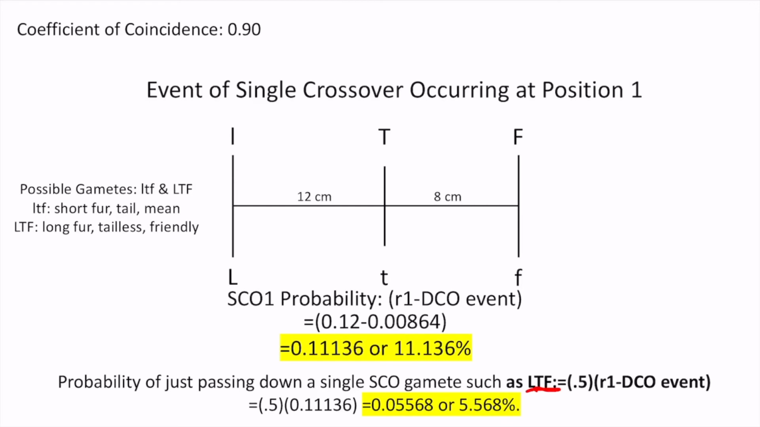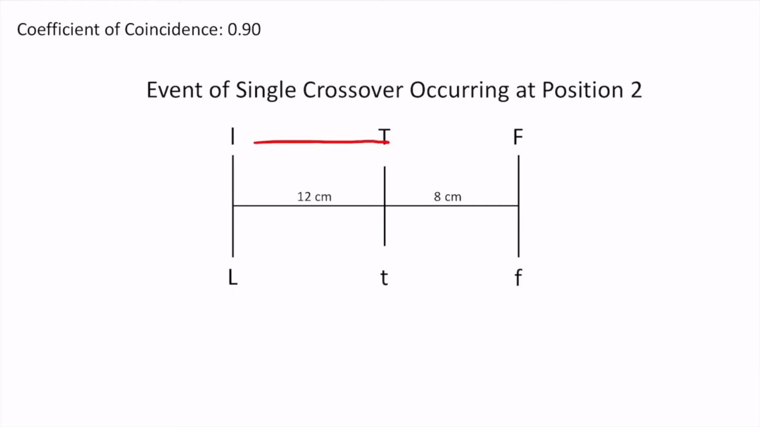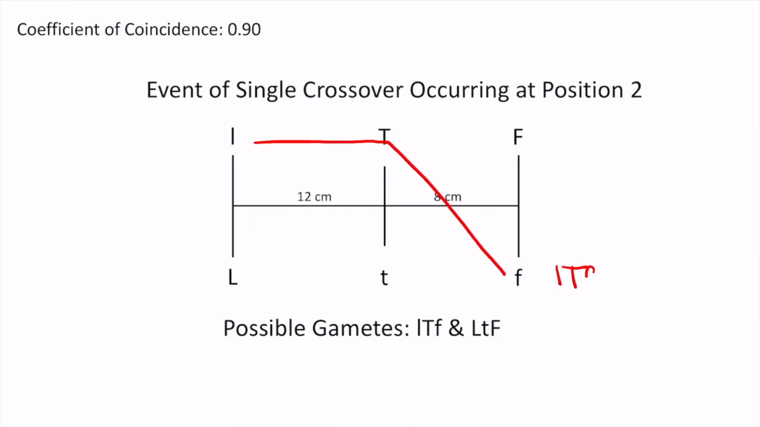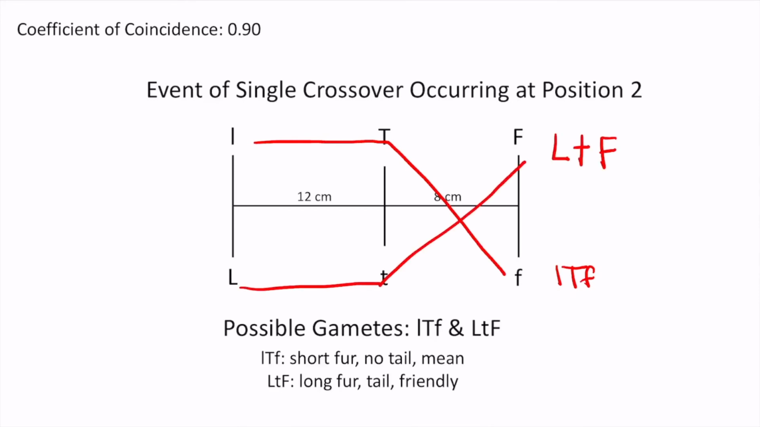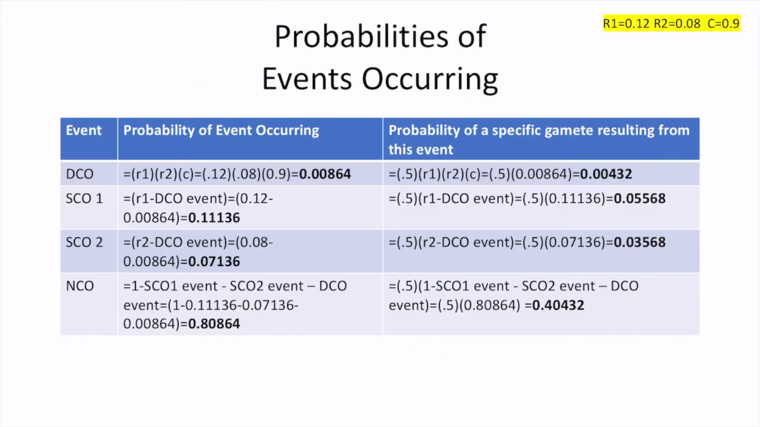If a single crossover event was to occur at position 2, we would get a little l, big T, little f gamete, which is short fur, no tail, and mean, and a big L, little t, big F gamete, which is long fur, tail, and friendly. To provide you a better understanding of how I determine the probability of each of these events occurring, I utilize this table and these formulas to calculate these values.